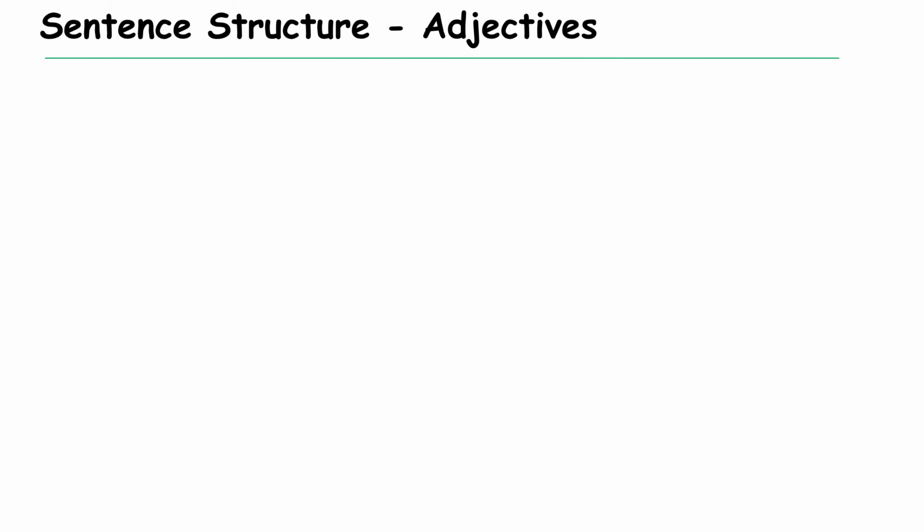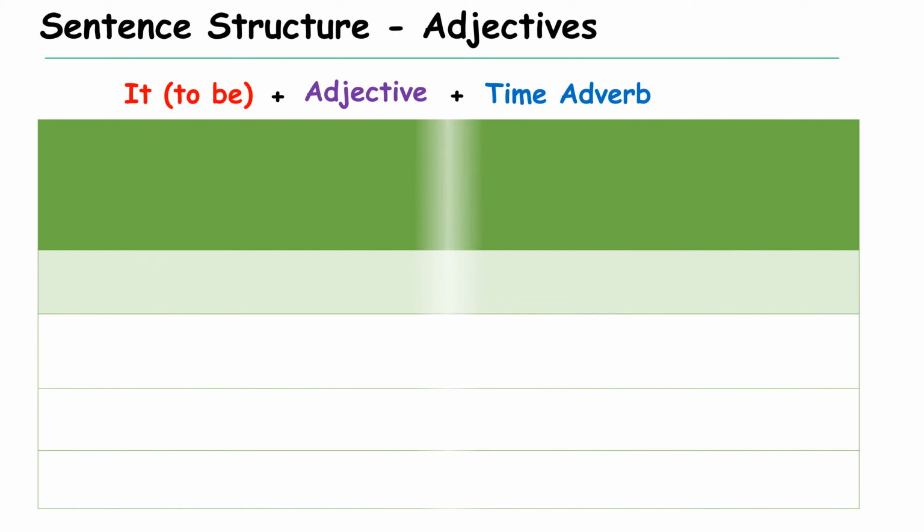Now on this slide, we'll look at the grammatical structure of the sentences when we use adjectives to describe weather. We start the sentence with it, to be, and to be will be in the proper tense, depending on the time adverb. And then we add an adjective, and then we finish the sentence with the time adverb. Let's look at it in a more detailed way.